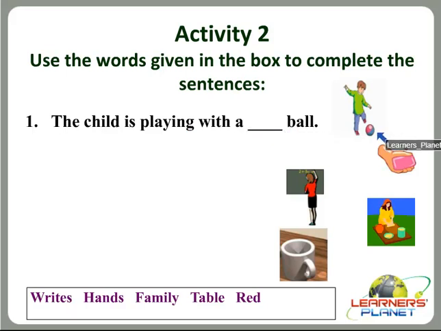Let us pick up. The child is playing with the ball. No. Hands ball? No, the ball has no hands. Family ball? There is no family with the ball and the child. Table ball? There is no table with the ball. Red ball? Yes, there is some red in color in the ball. So, the child is playing with a red ball.